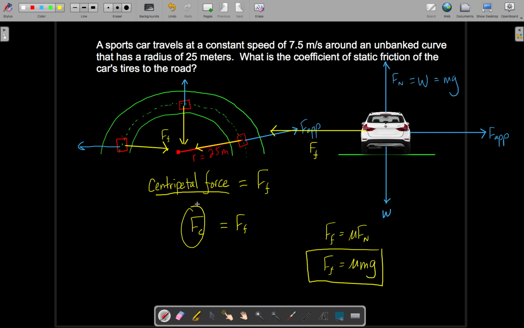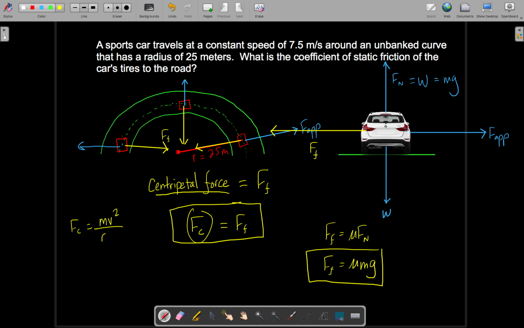The centripetal force has its own equation, and so let's go ahead and look at that. If I were to look up the equation for centripetal force, it's mass times velocity squared divided by the radius. Okay? And so that's the equation for centripetal force. Now, if I were to take both of those equations and put them together, in this case, we're seeing that the centripetal force equals the frictional force.